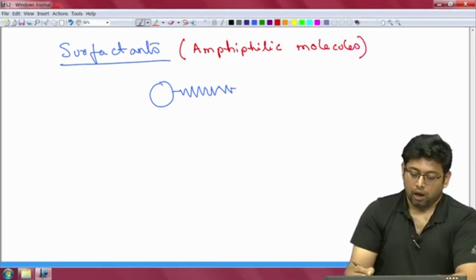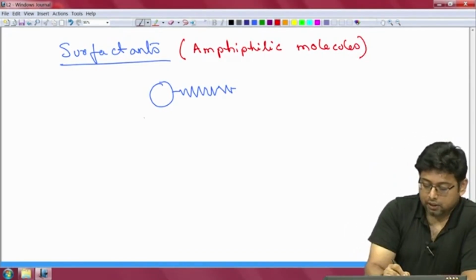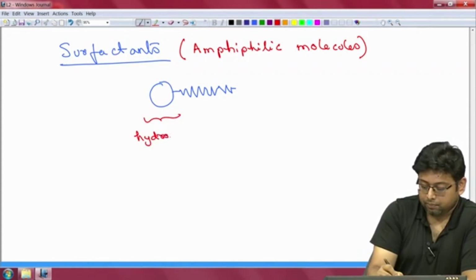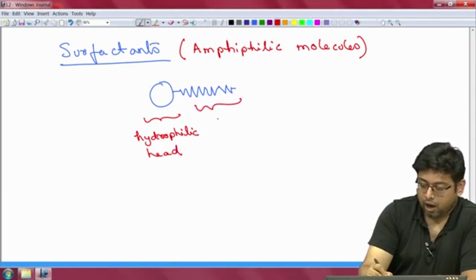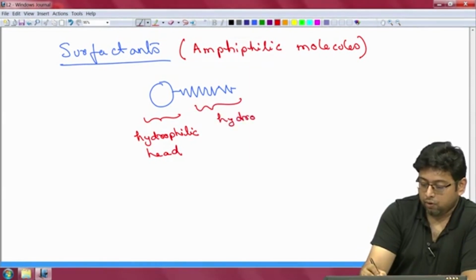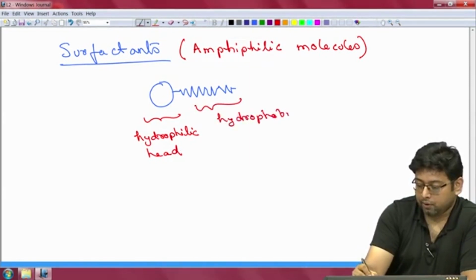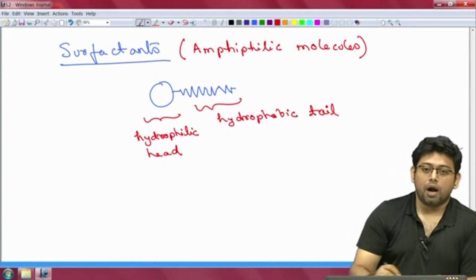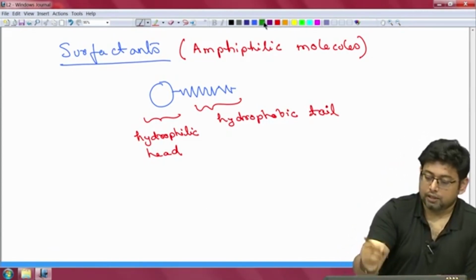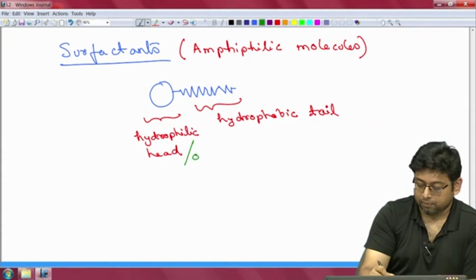And what they have is a hydrophilic head and a hydrophobic tail. And interestingly, the part that is hydrophilic is actually also oleophobic.